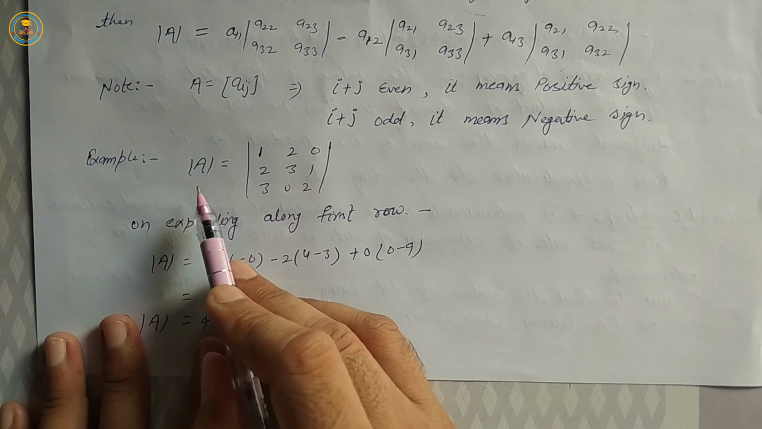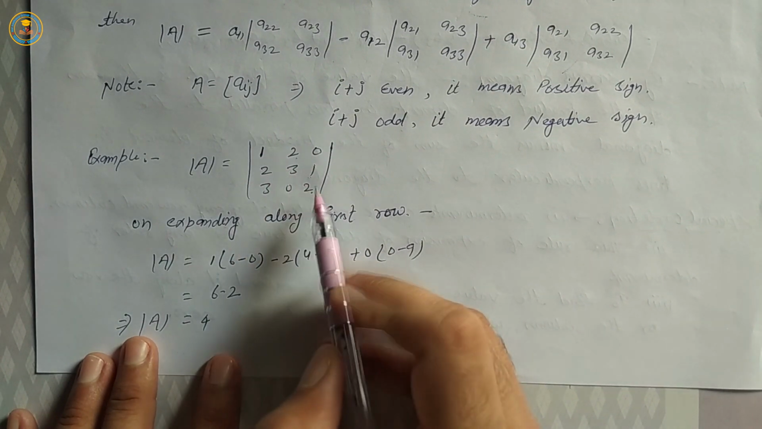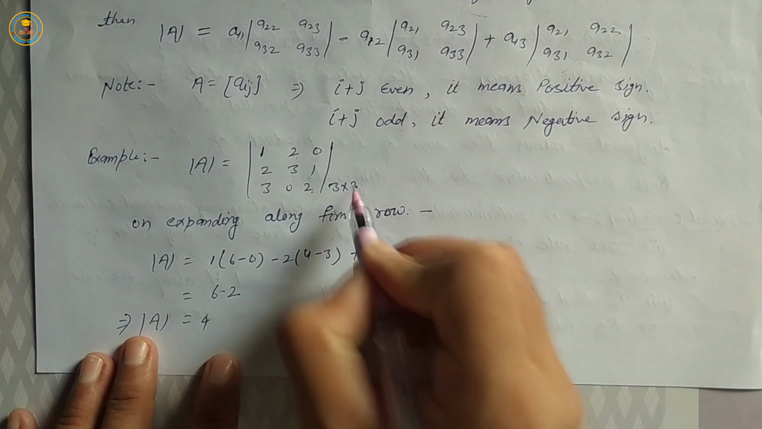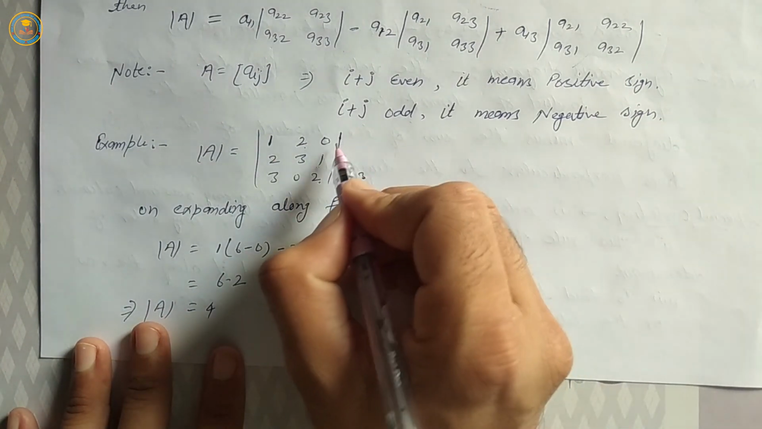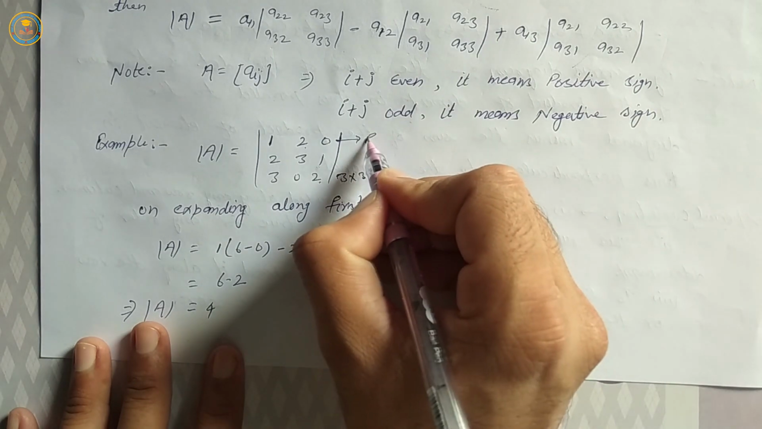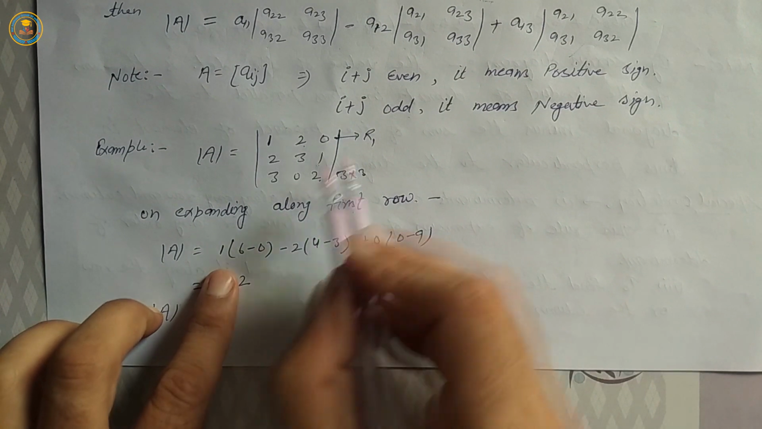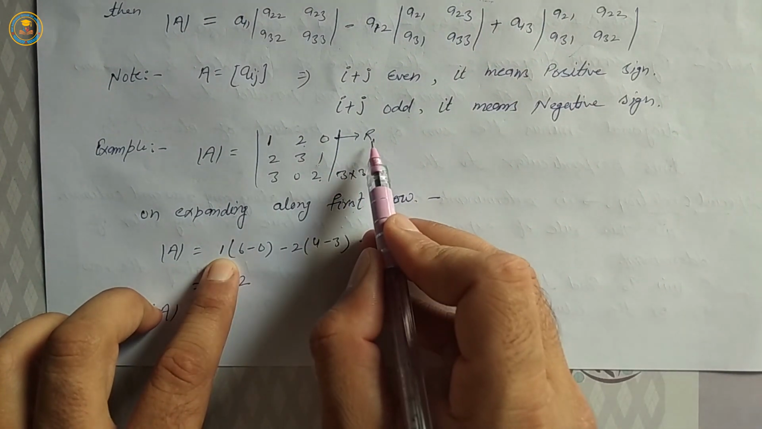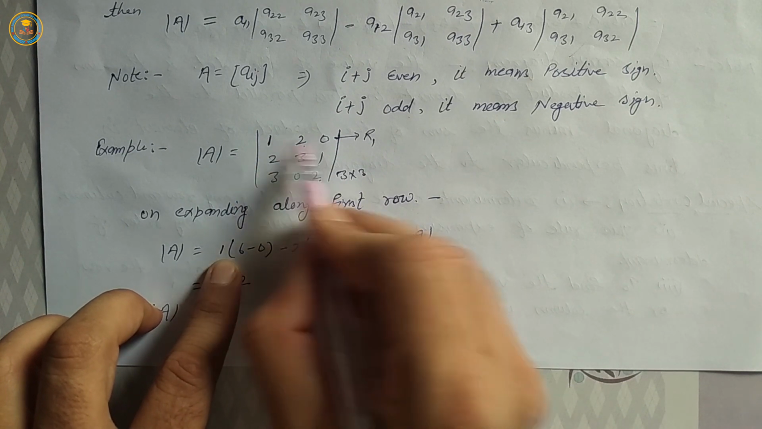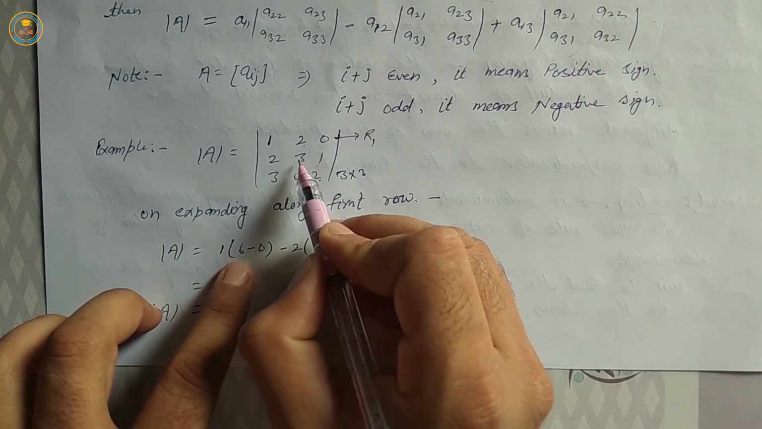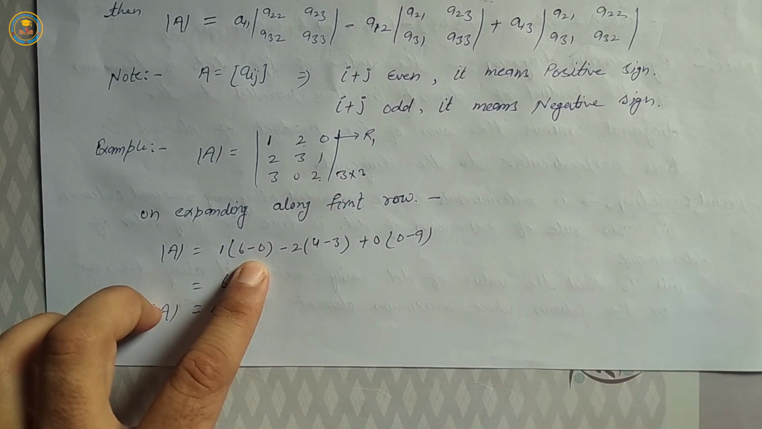For example, the determinant of A is equal to the 3 by 3 determinant with rows 1, 2, 0; 2, 3, 1; 3, 0, 2. Expanding along the first row R1: the determinant of A is equal to the first element of R1, 1, times the determinant left after leaving the corresponding row and column, which is 3, 1, 0, 2, giving 3 into 2, 6. Minus 0.